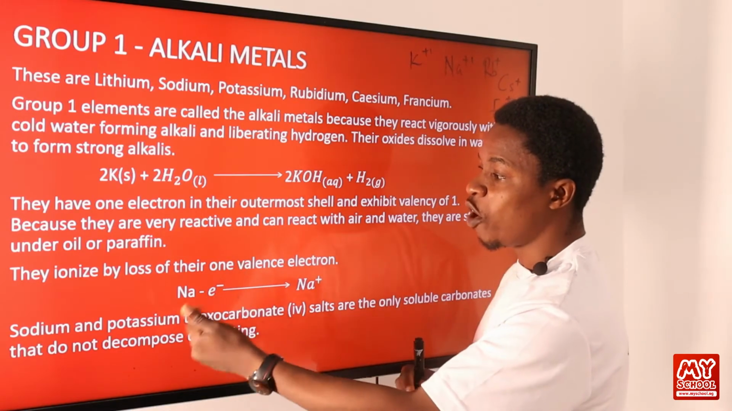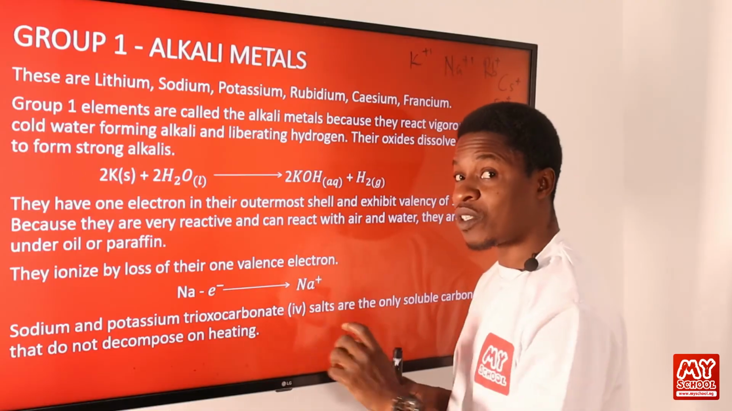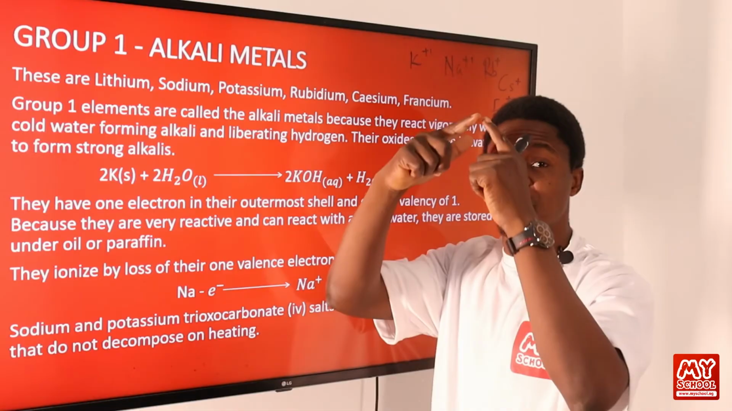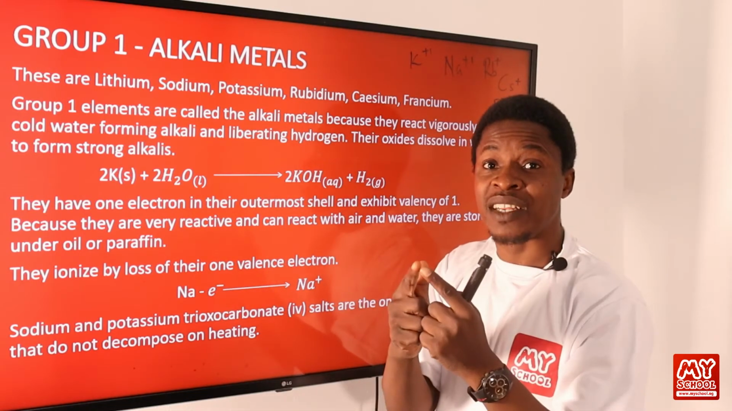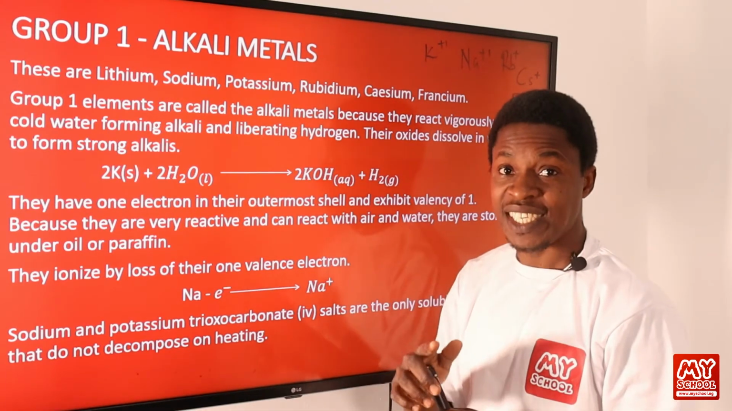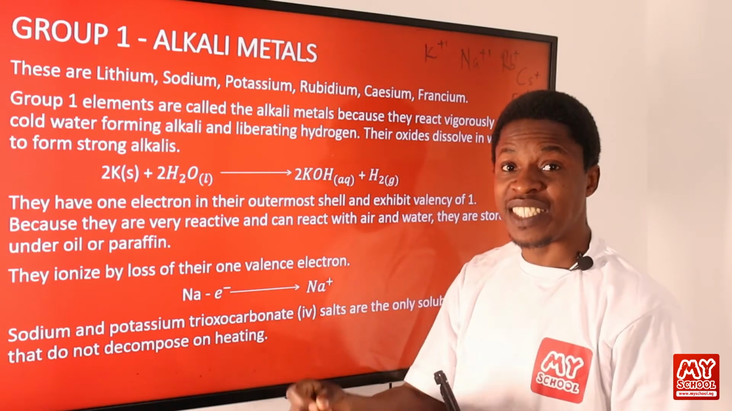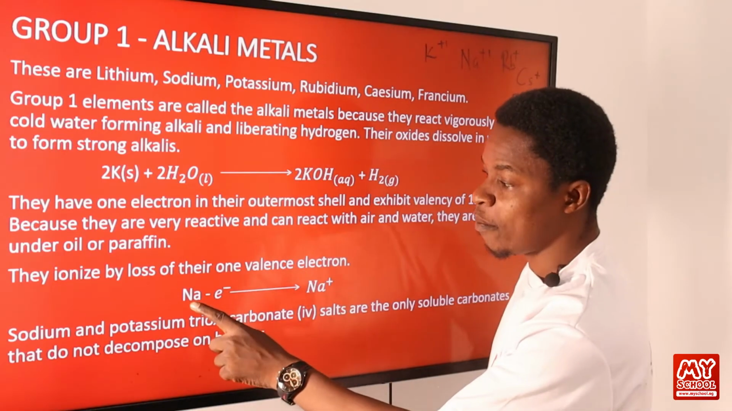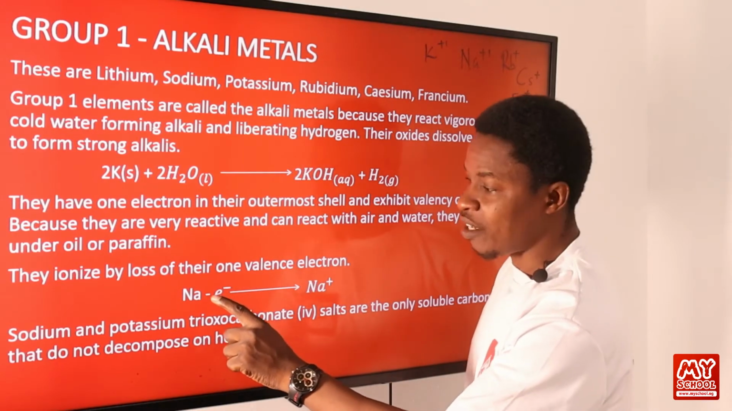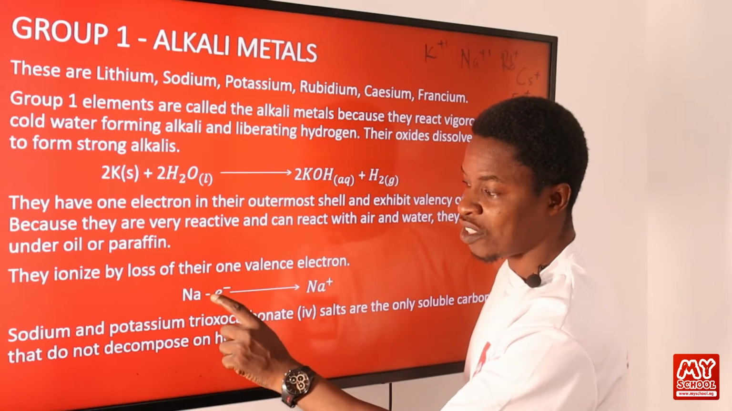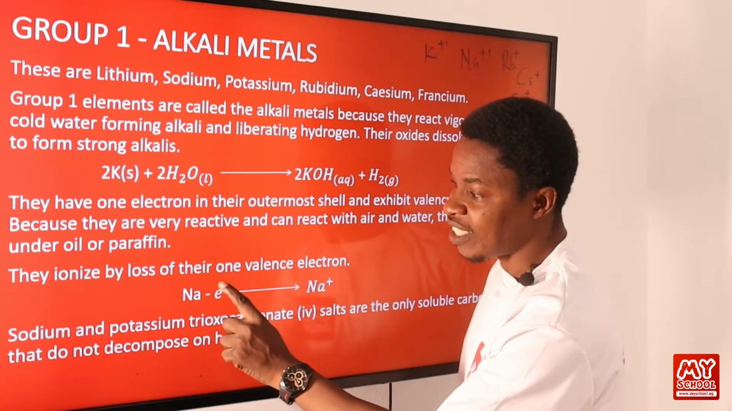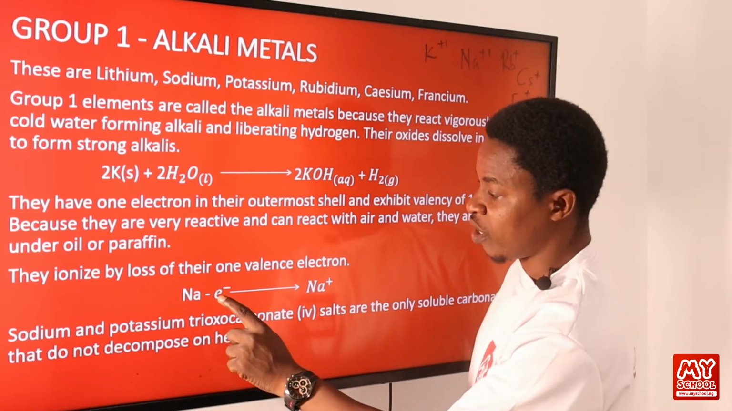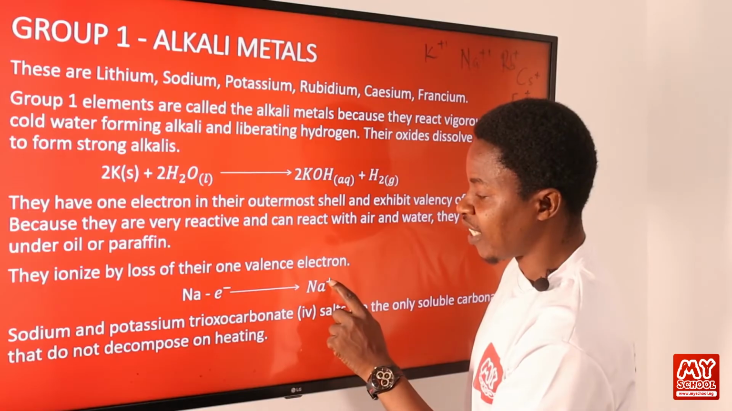They ionize by loss of their one valence electron. Every metal will always give up the electrons in its outermost shell and become positively charged. Once a metal loses an electron, it becomes positively charged. Look at this: sodium minus e minus, that means it is losing an electron. We said in our previous video lesson that this is the symbol for electron, e negative. So when sodium loses one electron, it becomes positively charged.